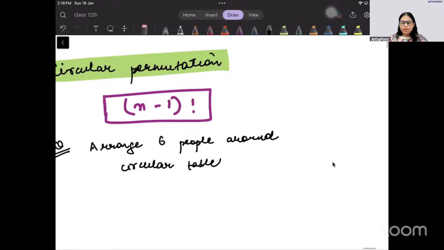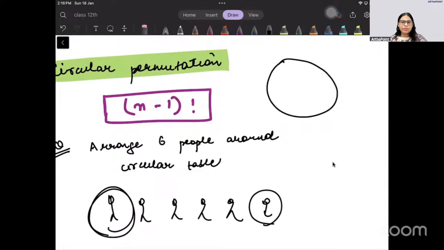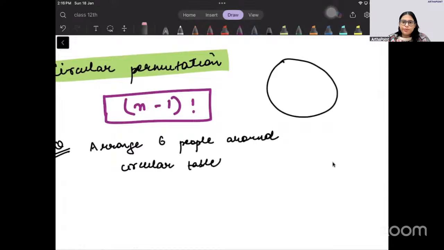Whenever we define a circle, like a line, in a line I know the starting point: this is my starting point and this is my end point. There is a starting point to a line, but in a circle there is no starting point. So in a circle we need to keep one point as the starting point. This is important. We hold one position as my starting point, and we can arrange the remaining positions. So when I fix the first position, with respect to which we define the remaining positions.